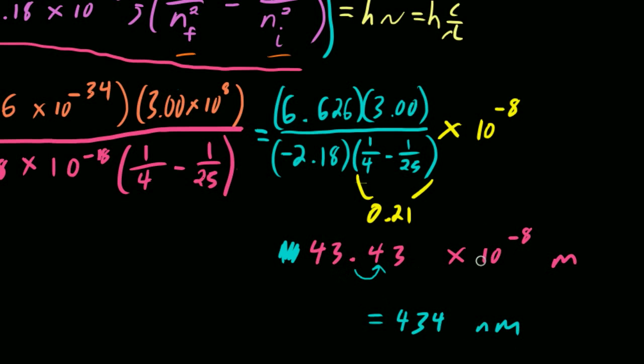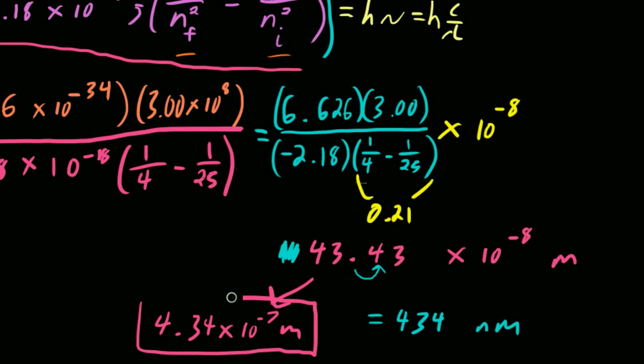Or another way of saying that, if we wanted to just give this in straight scientific notation, we could also say, one sec, computer's freezing on me, there we go. If we just wanted to give this in straight scientific notation, this is going to be equal to 4.34 times 10 to the minus 7 meters. So those are our answers.